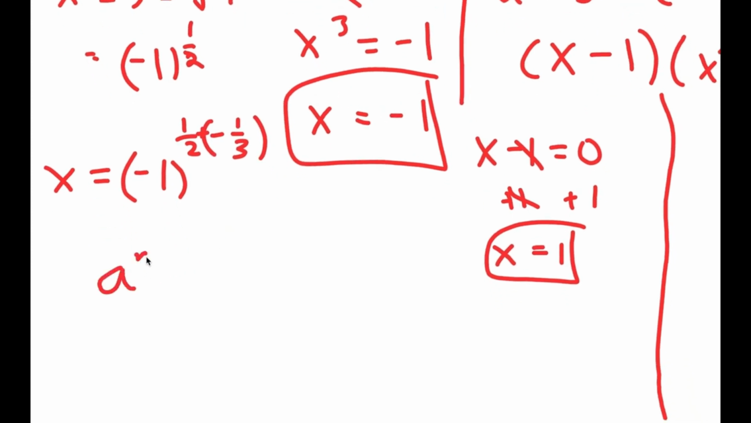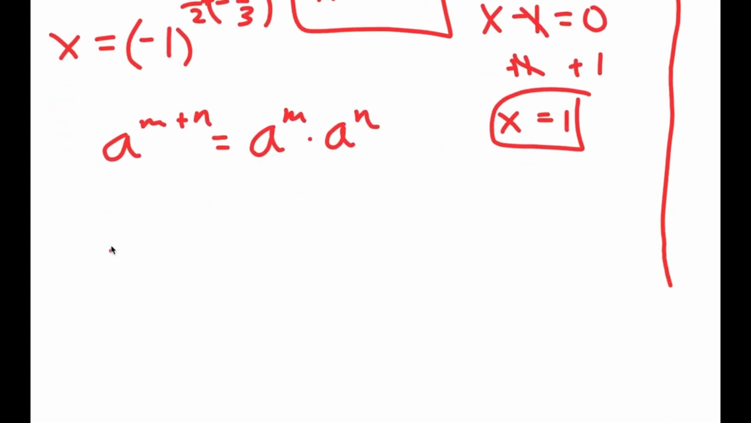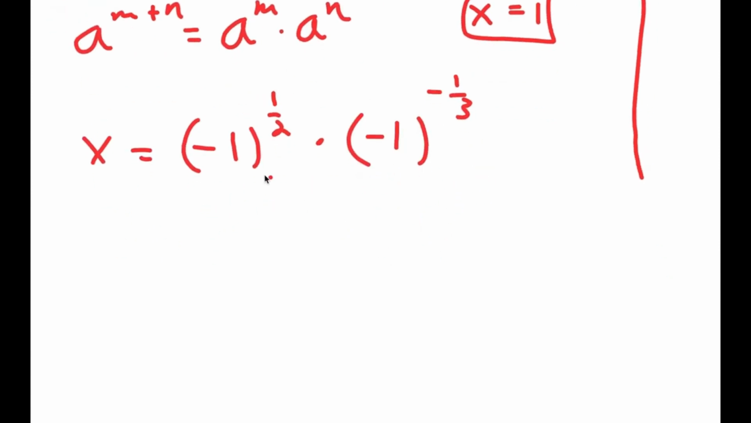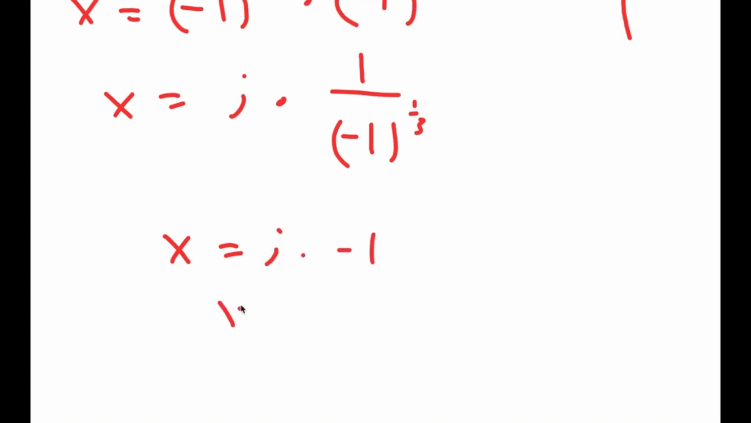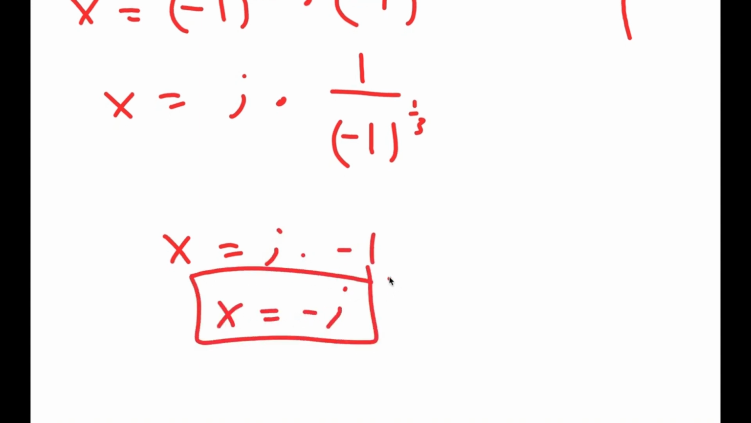And if I have something in the form a to the power of m plus n, this is equal to a to the power of m times a to the power of n. So this is going to equal negative 1 to the power of 1/2 times negative 1 to the power of negative 1 over 3. Negative 1 to the power of 1/2 is the square root of negative 1, which is equal to i. So we get i times negative 1 to the power of negative 1 over 3, which is the same thing as 1 over negative 1 to the power of 1 over 3, which is equal to negative 1. So I get i times negative 1, which is equal to negative i, which is my final solution.